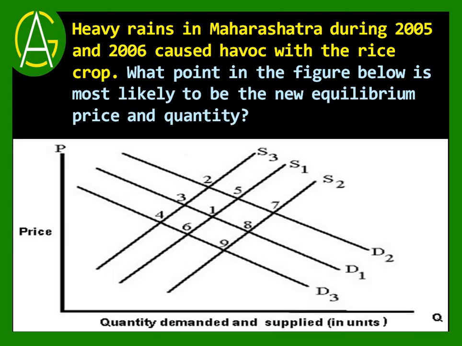Let us see. The demand curve remains constant, so D1 is the original demand curve. The supply of rice has decreased, which means we find S3. The point where D2 and S3 intersect is point 3. Point 3 is the answer to this question.